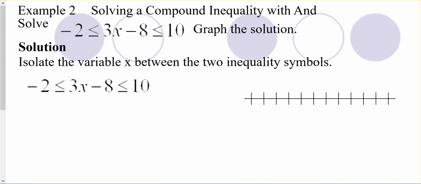So normally we think of an equation having two sides. Now we've got three sides. I've got a left, I've got a middle, and I've got a right. I want to end up with my x here in the middle, and an inequality symbol on each side, and we'll have solutions on either side. So here's what we want to do.